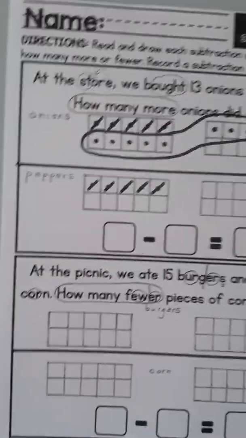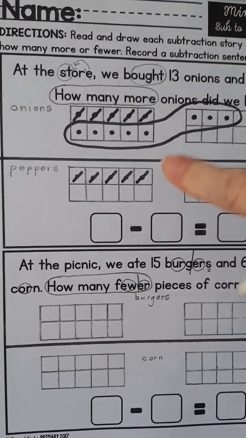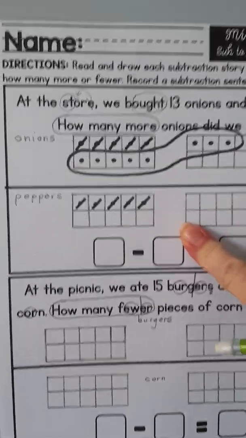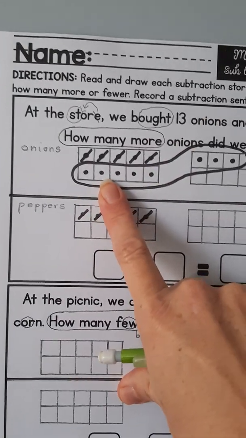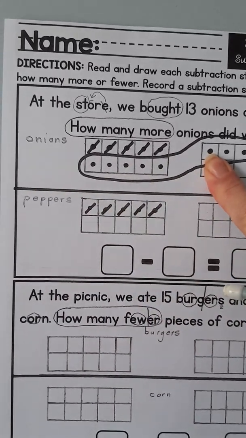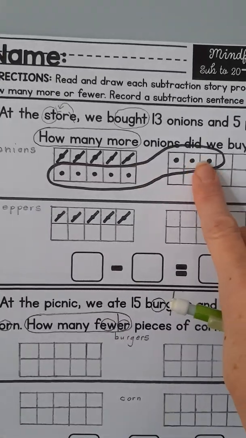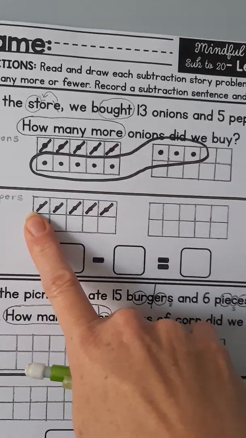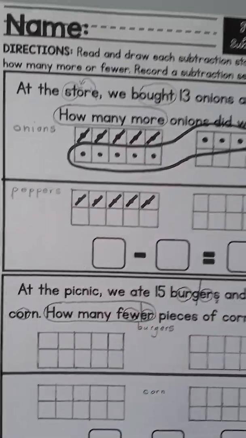On the top half of the box, we're going to show how many onions we bought. And on the bottom half of the box, we're going to show how many peppers we bought. Since we bought 13 onions, I drew 13 dots. So that's a 10 frame and then 3 more, right? 5, 10, 11, 12, 13. And for peppers, I only bought 5, so I only need to draw dots in half of a 10 frame.